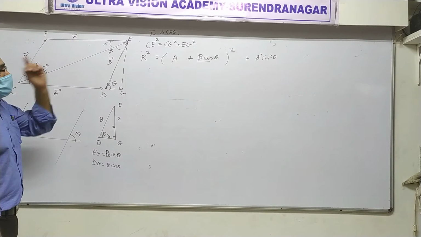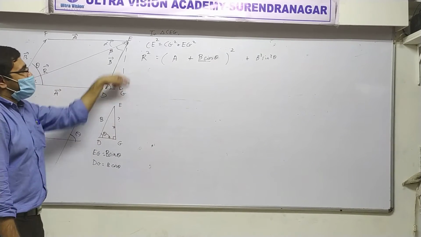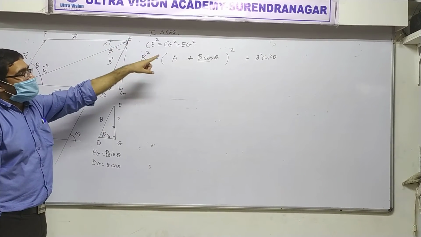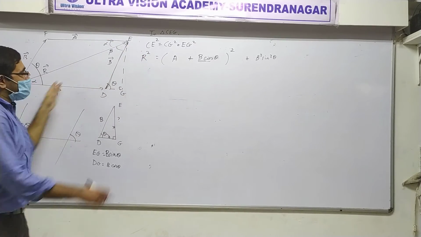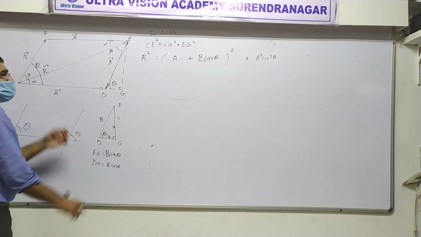So what have we used? We have used Pythagoras theorem. R square is this square plus this square, and EG square is b square sin square theta, and CG is a plus little bit, and then little bit is b cos theta.